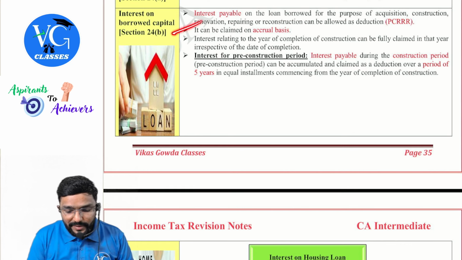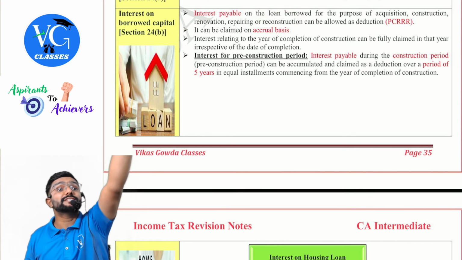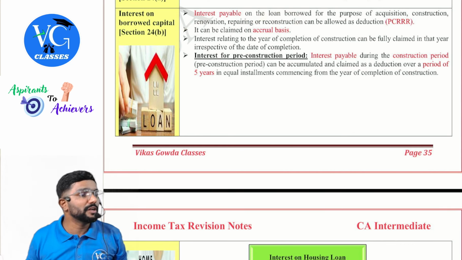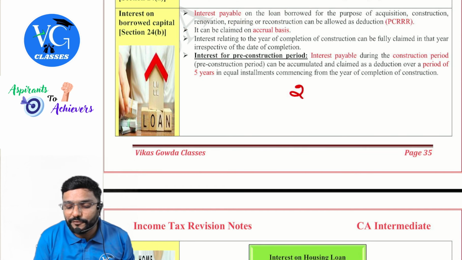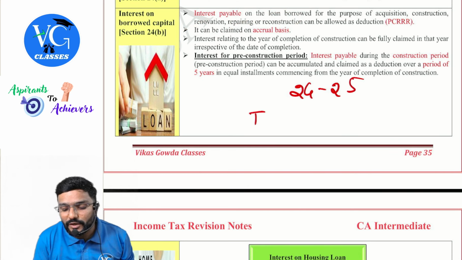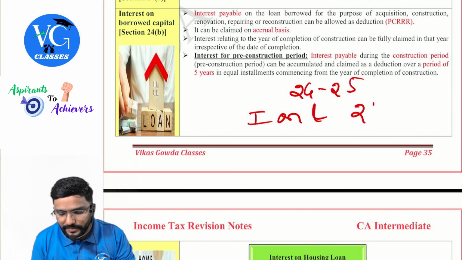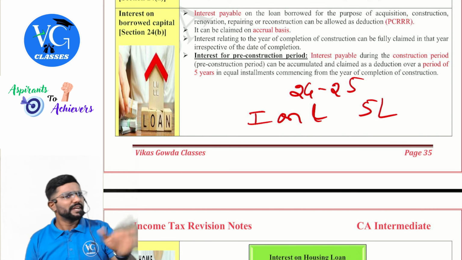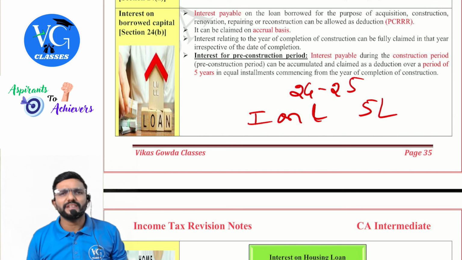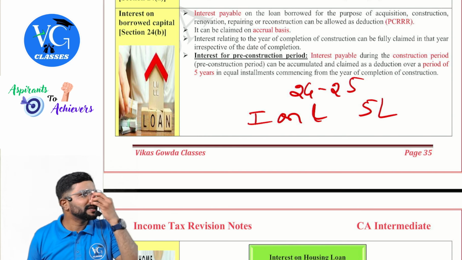Then it can be claimed on accrual basis. Guys, municipal tax is on payment basis, interest is on accrual basis. Sir, for previous year 24-25, my interest on loan is 2 lakhs, or else let me take 5 lakhs, for a let out property. I have not yet paid, sir. I don't have money. Can I claim it as deduction?